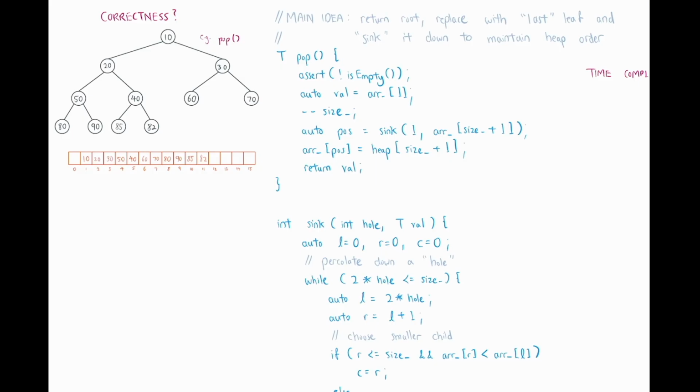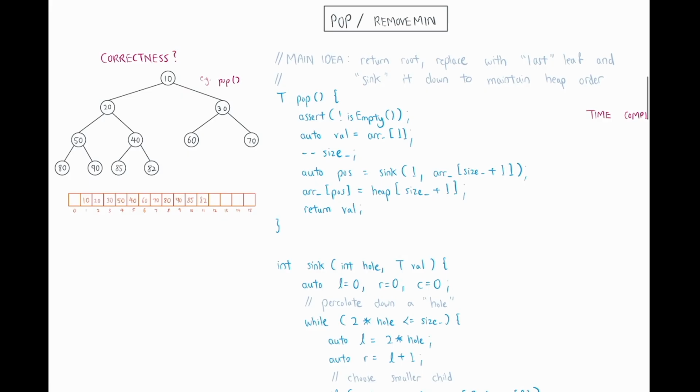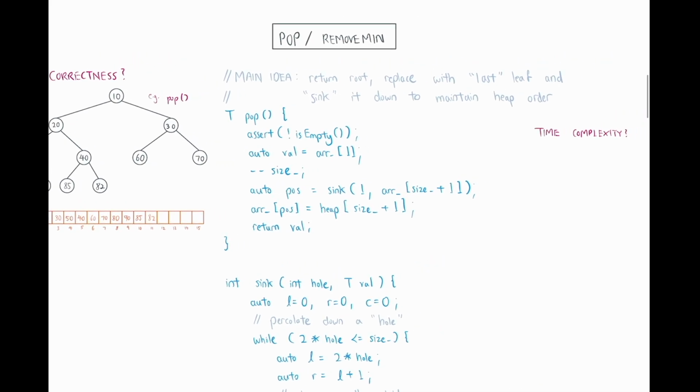Now for pop. I have this slash remove min because, given how it implements the concept of a priority queue, we are removing the minimum. If you want to be exact, it is removing the minimum. But if you're just creating an interface for a generic container, maybe using the word pop for the method is more appropriate.